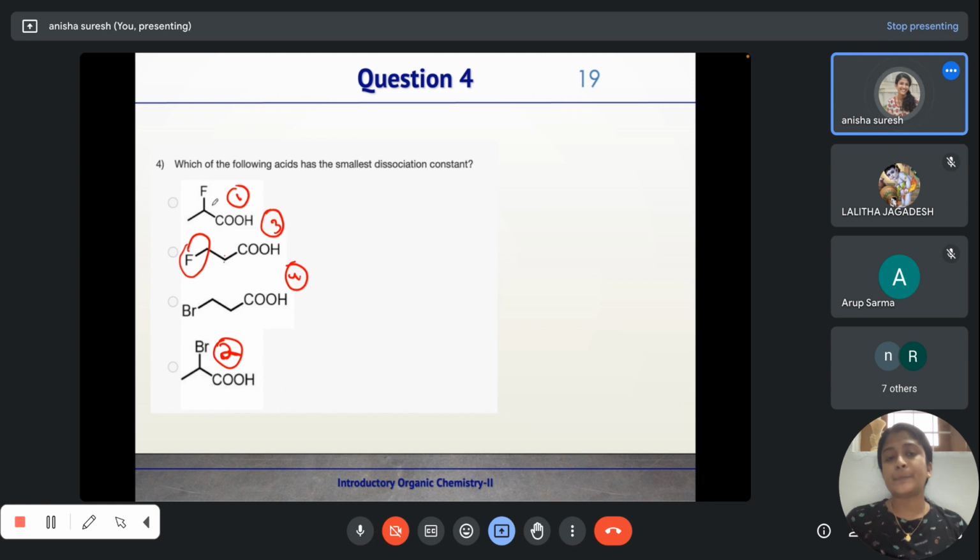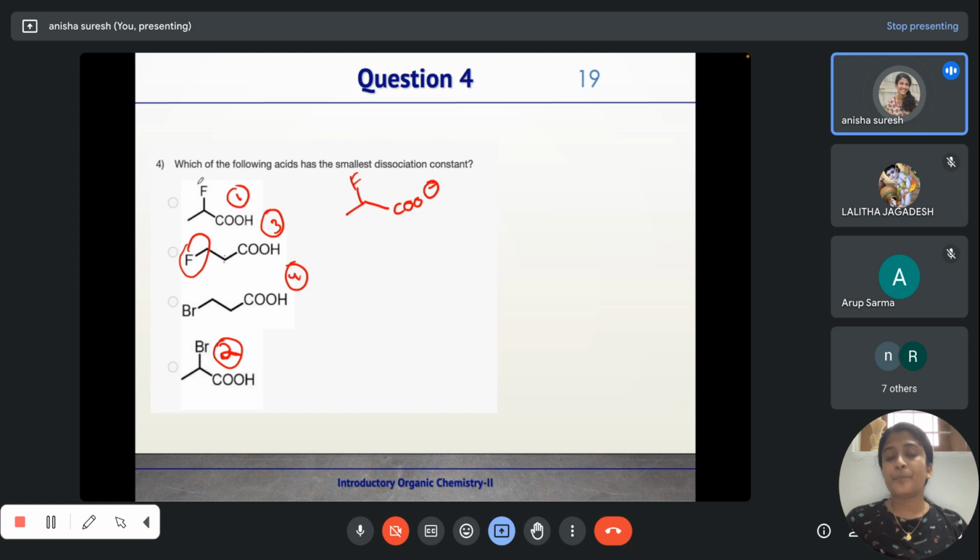By the electron withdrawing inductive effect of this fluorine, the conjugate base that will be formed by this acid, that is COO minus, will be stabilized. The negative charge intensity on this base will be reduced by the electron withdrawing inductive effect of this fluorine. This electron withdrawing inductive effect will decrease as we move further away from the carboxylic acid.